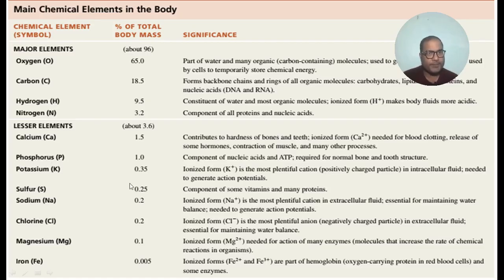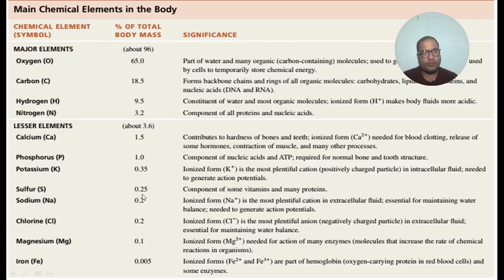So phosphorus next, it is present 1% of total body mass, human body mass. Its significance is it is component of nucleic acid and ATP. So phosphorus is present in our nucleic acid and ATP, required for normal bone and teeth structure. You can see next potassium 0.3%, which is very less as compared to the oxygen or other lesser elements. Ionized form is potassium ion, is the most plentiful cation, positively charged particle in intracellular fluid. Intracellular fluid means fluid present inside the cell, needed to generate action potential. So action potential is generated due to the presence of potassium ion.